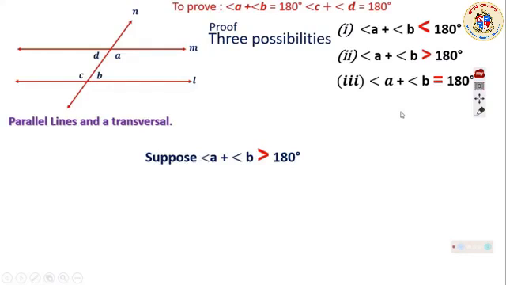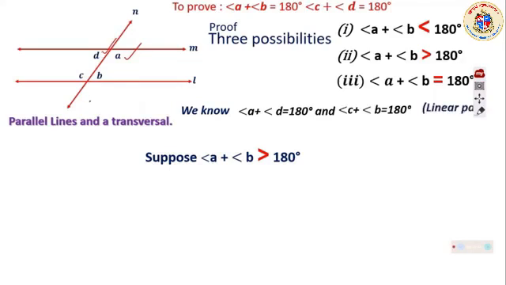One way is a supposition that suppose angle A plus angle B is more than 180. When we say this, we should remember that angle A and angle D total, here it is, this is equal to 180, as well as angle C and angle D, these two, its sum is also 180. The reason is they are linear pairs. They are pairs on a line. You know that.